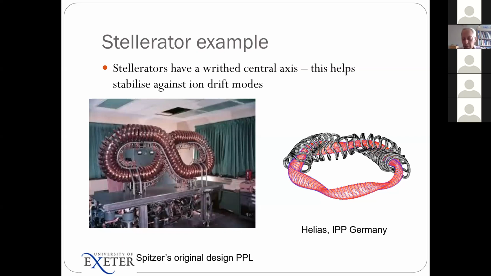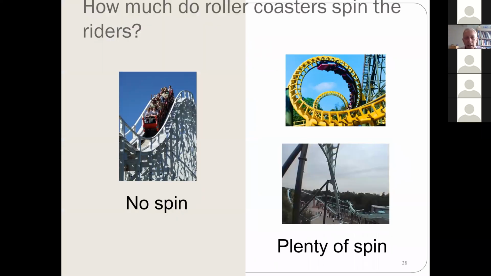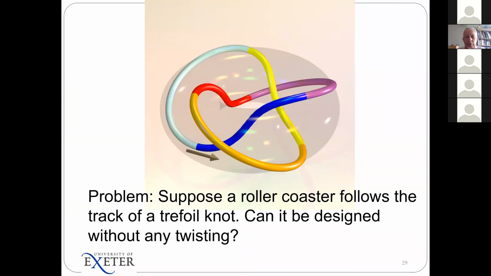Well, I have a sort of funny example, so you can feel it in your stomach why it might be better not to have a circular tokamak. And that's when things open up again, you go to Alton Towers or whatever and go on a roller coaster. Now, roller coasters can have spin. They'll spin the riders, and they can have writhe as well, as you see in this yellow version. I don't know about you, but for me, the spin really makes me ill. So I'm happy with the roller coasters where there's zero spin. Writhe is okay, probably. So there's a problem. Supposing you want to design a roller coaster following the track of a trefoil knot. Can it be designed for people like me who don't like being twisted on a roller coaster?